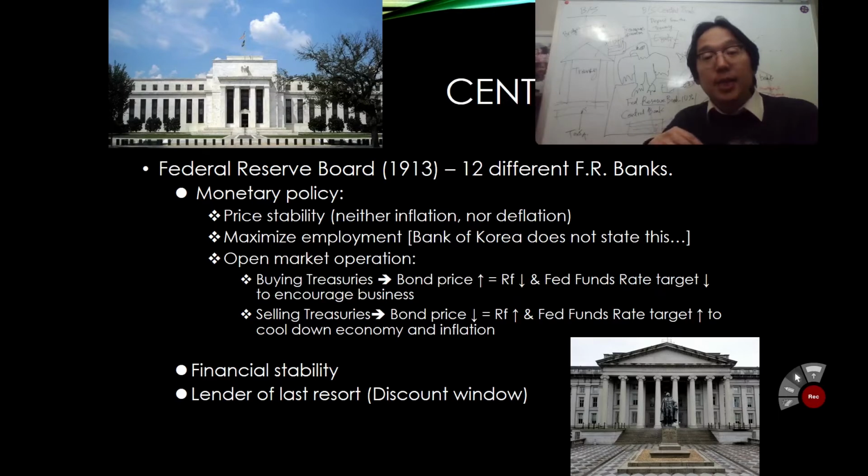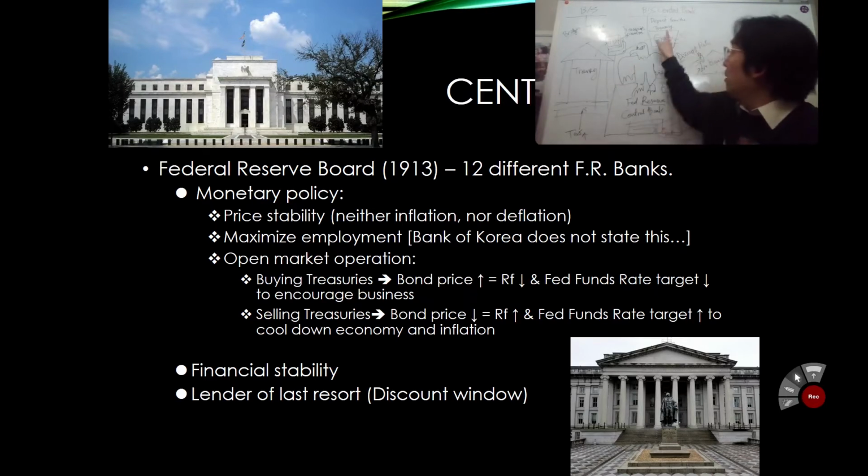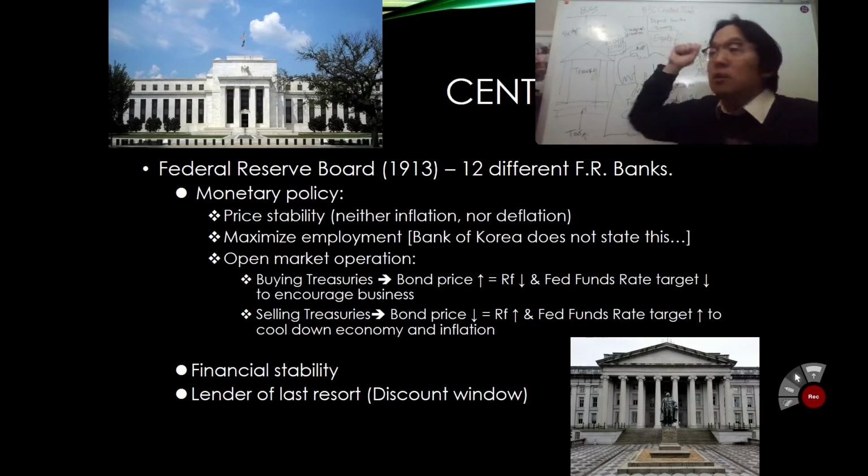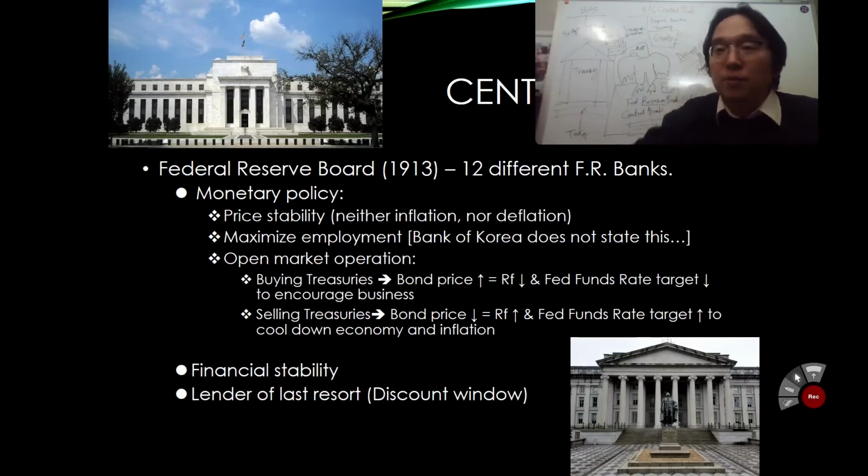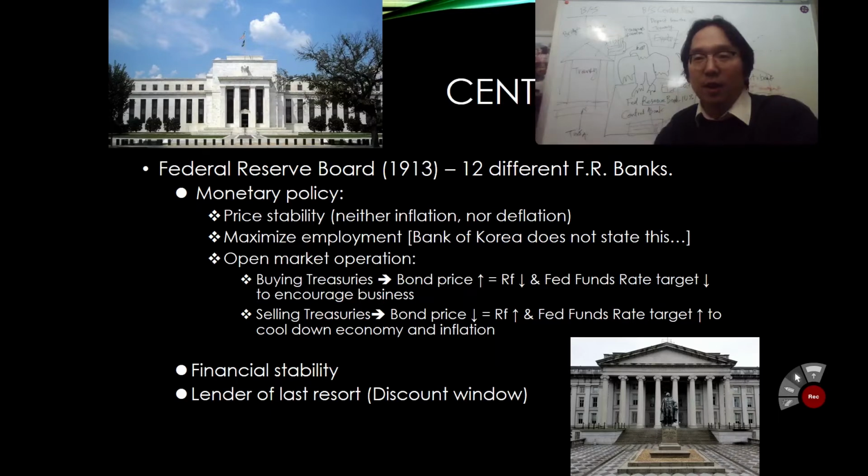Selling Treasury securities works the other way around: selling Treasury securities out of their balance sheet. Here's a US Treasury that I purchased before. I want to sell it, which means I want your cash back from the system. Less cash is available, which is contractionary. And what happens to the bond price simultaneously is that the bond price goes down because there's an excess supply of bonds and securities.